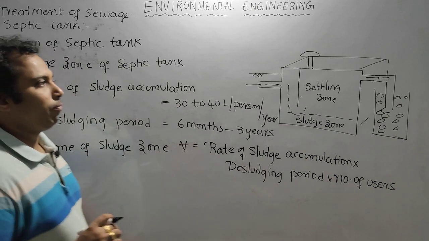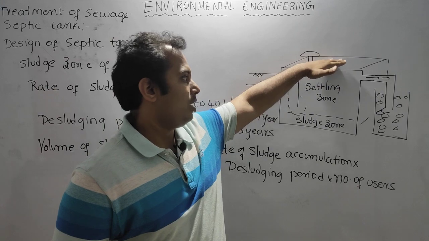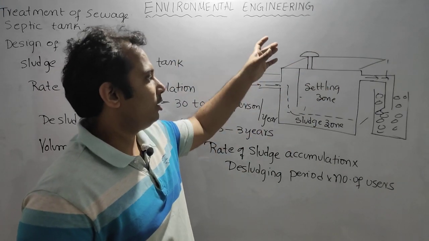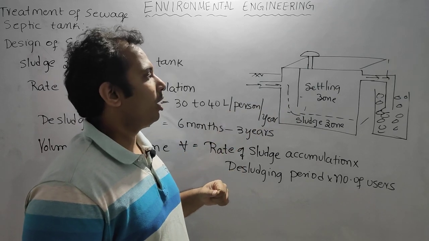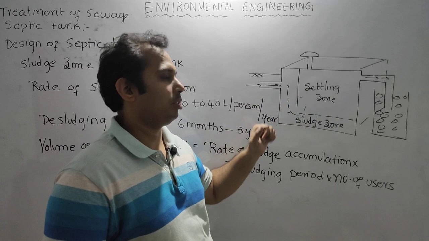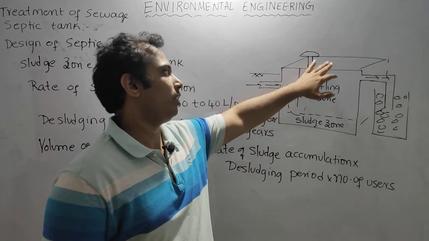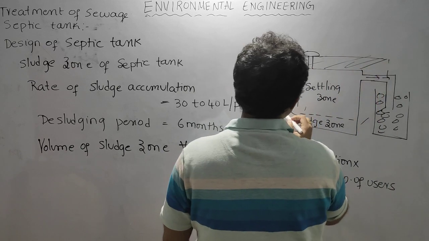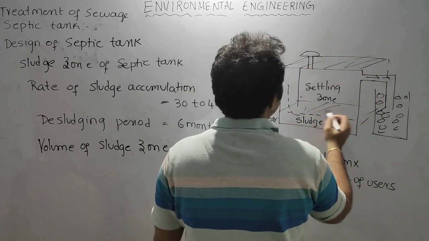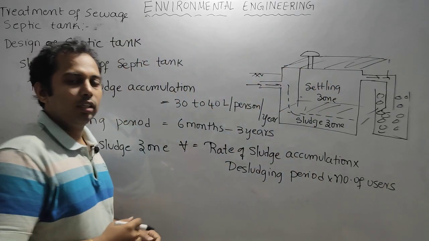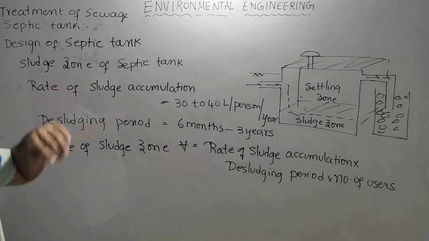See, the surface area of the settling zone and the sludge zone will both be the same, as this is a prismatic member, a prismatic shape. The shape is uniform for settling and sludge. That is why whatever the settling zone surface area is, the same will be the surface area for the sludge zone also. So we have already calculated the surface area from the design of the settling zone.